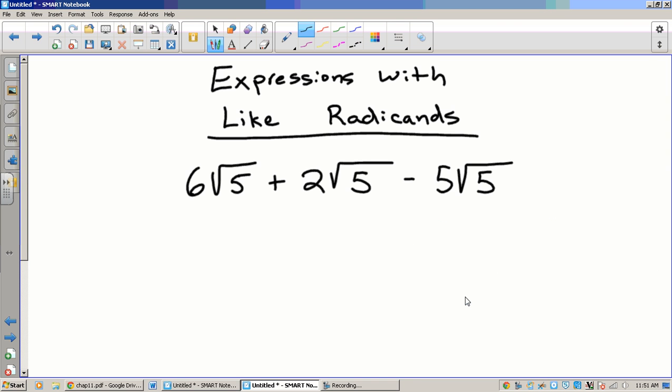Okay, so our first example of problems are expressions with like radicands. Radicand is the number that we're taking the square root of. In this case, we've got the square root of 5, the square root of 5, the square root of 5. So I want to step back for just a second.